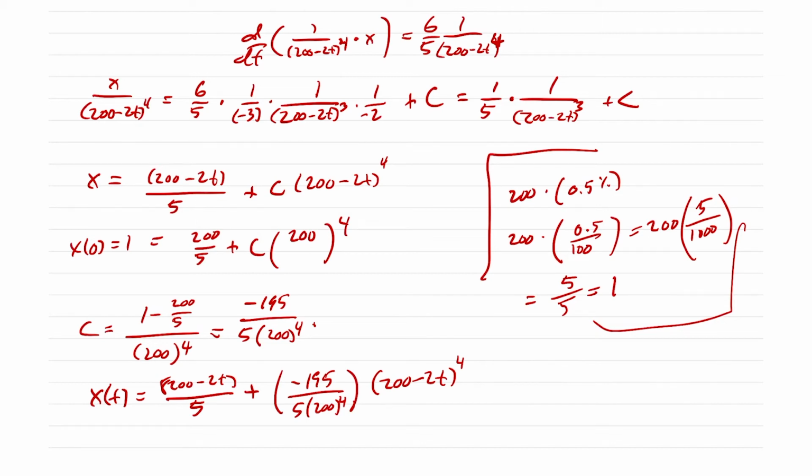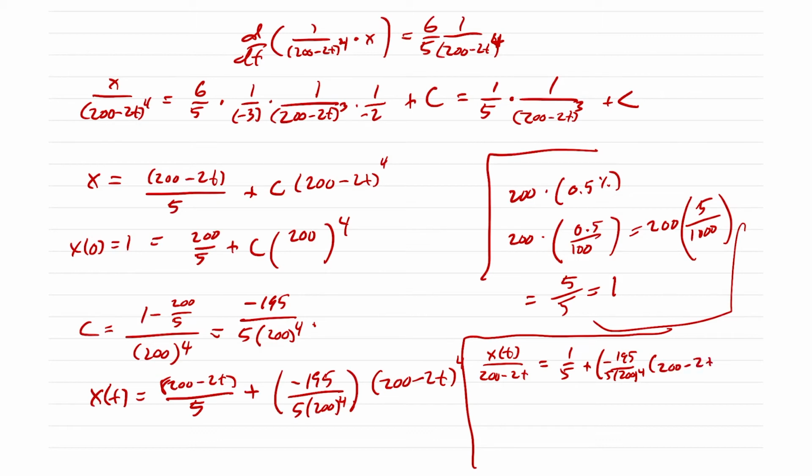And so then what we can do is we take x of t. So we're looking for the percentage, x of t divided by 200 minus 2t. So the percentage is equal to 1/5 plus minus 195 divided by 5 times 200 to the 4th power, then we get (200 minus 2t) to the 3rd.